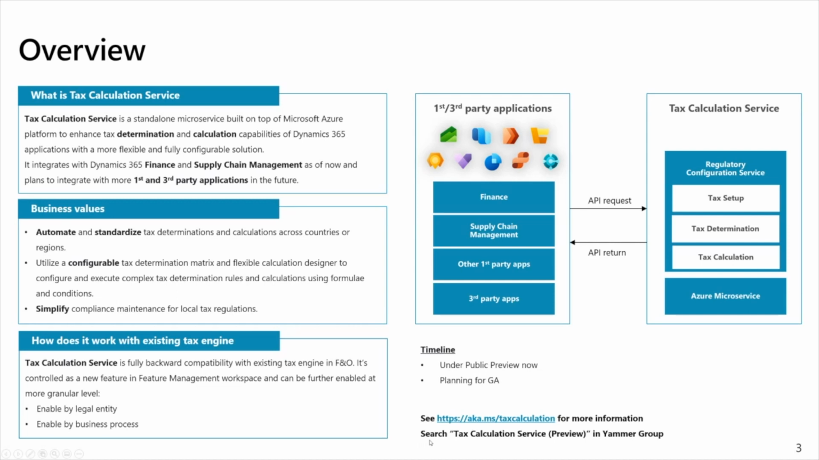Further to mention here, we also have a Yammer group. You can search tax calculation service preview in Yammer to find our group. We already have very hot discussions there, and we also have some demos in the group. And this preview word will be removed after GA is announced. So after GA, you may need to search tax calculation service.